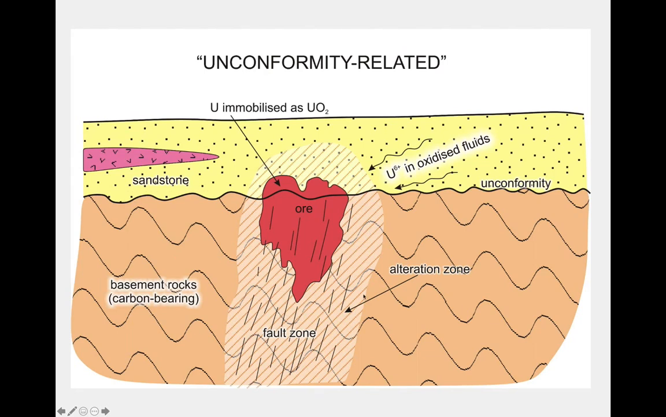So here's the idea. We have basement rocks, we have a fault zone, and we might have fluid circulations where we have reduced fluids intersecting with oxidizing fluids. And then we immobilize uranium as uraninite here at the unconformity, where we mix the oxidized with the reduced material moving along a shear zone. So we have a redox front associated with this unconformity, which is the marker between the basement and the sedimentary sequence.